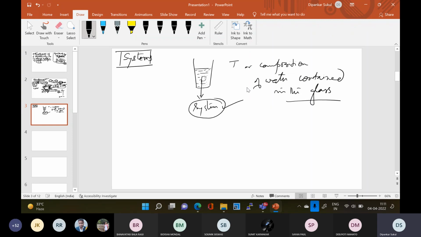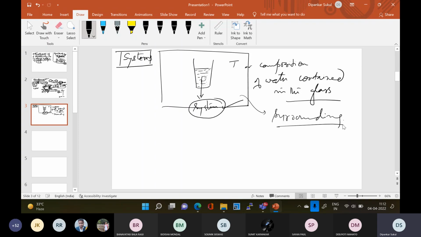And the rest of the universe which can interact with your system in terms of heat and work, that is called surrounding. I'm again telling, the rest of the universe which can interact with your system in terms of heat and work, not only heat, that is energy and work, that rest of the universe is defined as the surrounding.